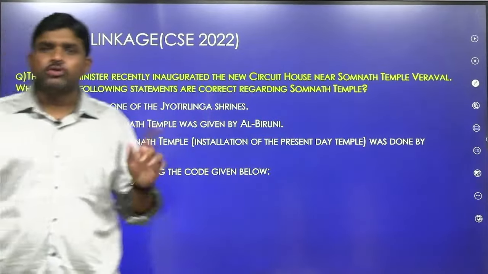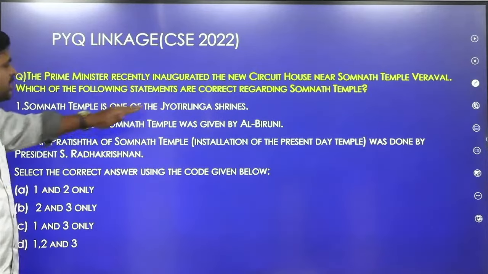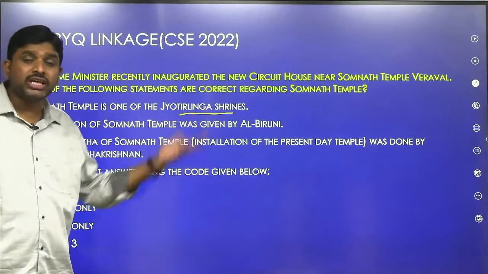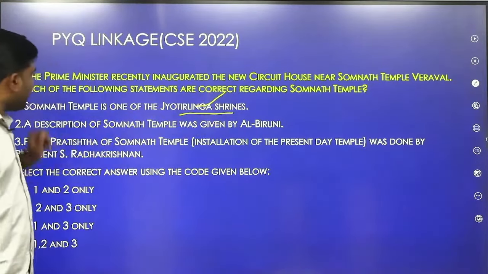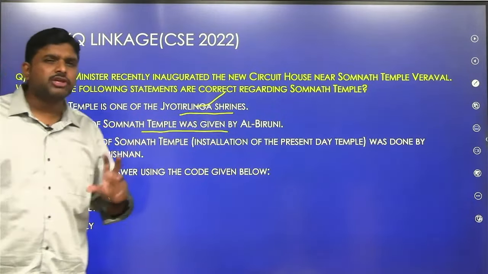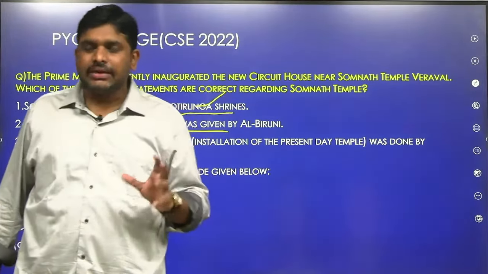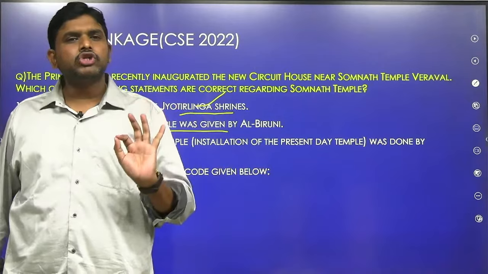We have a reasoning: so now I have to study Ayodhya. Somnath temple is one of the Jyotirlinga shrines. It is very important, so when studying Somnath, we have to know the Jyotirlingas, whether it is one of them or not. Yes. A description of Somnath temple was given by Al Biruni. We know Somnath temple is notorious, meaning badly famous. Why? Because Mahmud of Ghazni destroyed this temple complex called Somnath.